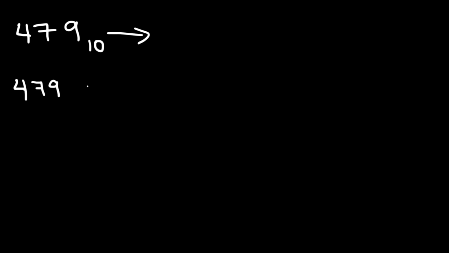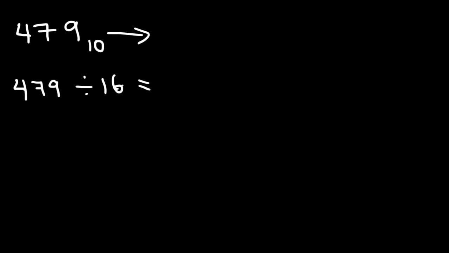But let's begin. Let's start with 479. So how can we convert 479, which is a base 10 number, that's a decimal number, into a hexadecimal number? How can we do this? The first step is to take 479 and divide it by 16. So we said we're going to use a calculator for this, so let's go ahead and do that.